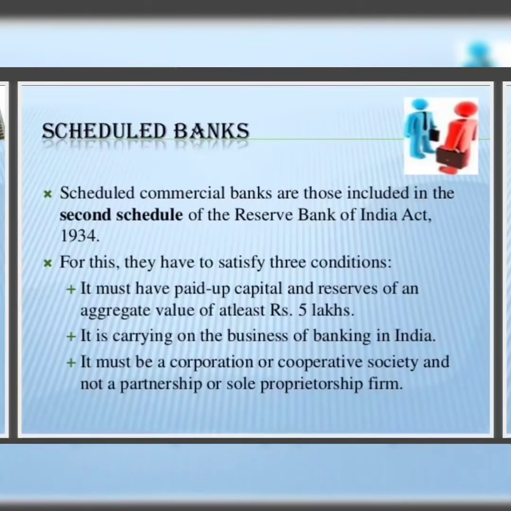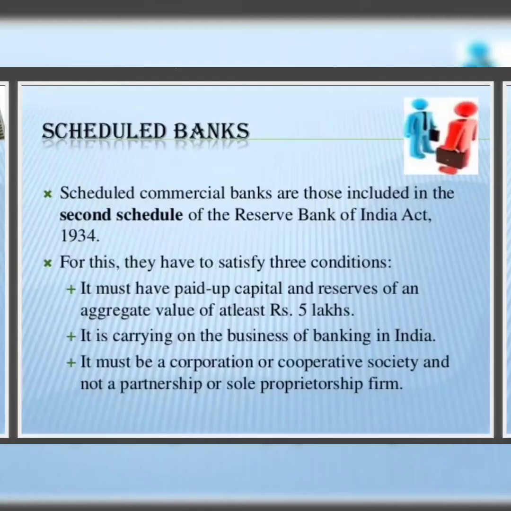A scheduled bank is a bank which is under the second schedule of RBI 1934. RBI stands for Reserve Bank of India. There are three conditions under the scheduled bank. The first one is that the bank must satisfy a paid up capital as well as reserve of an aggregate value of at least 5 lakh rupees.